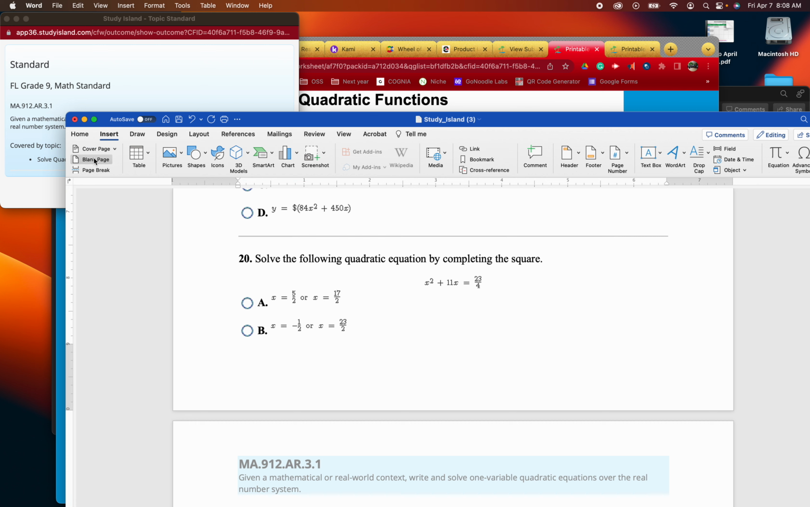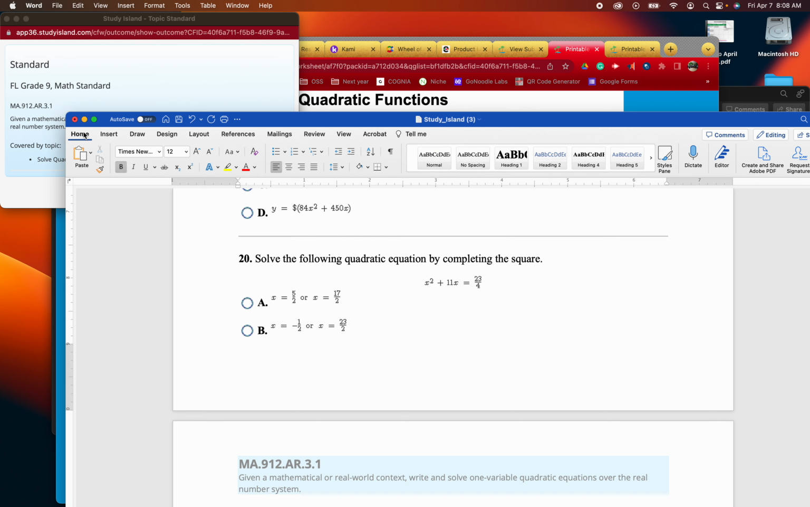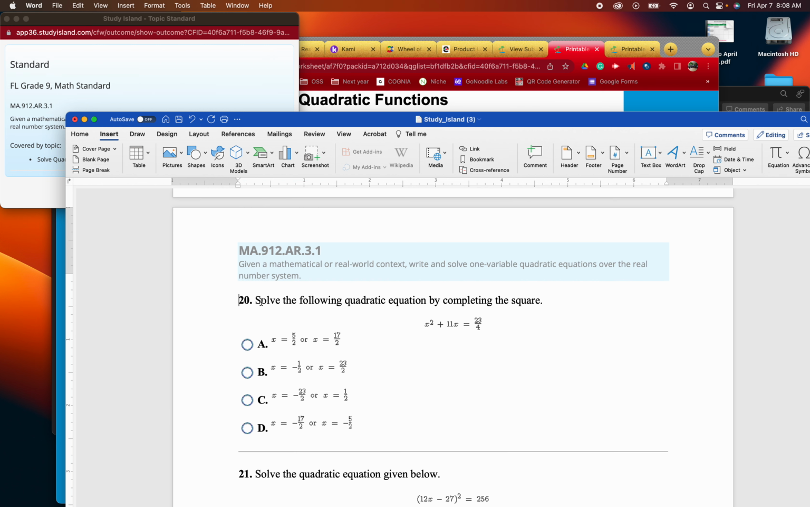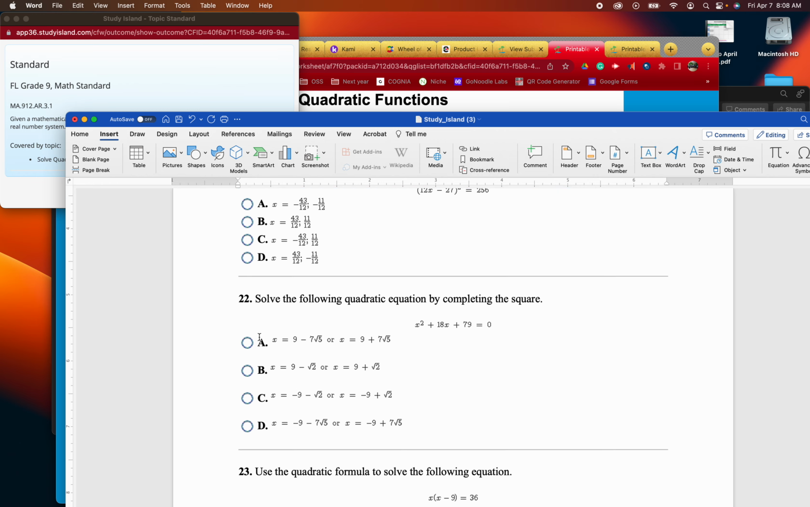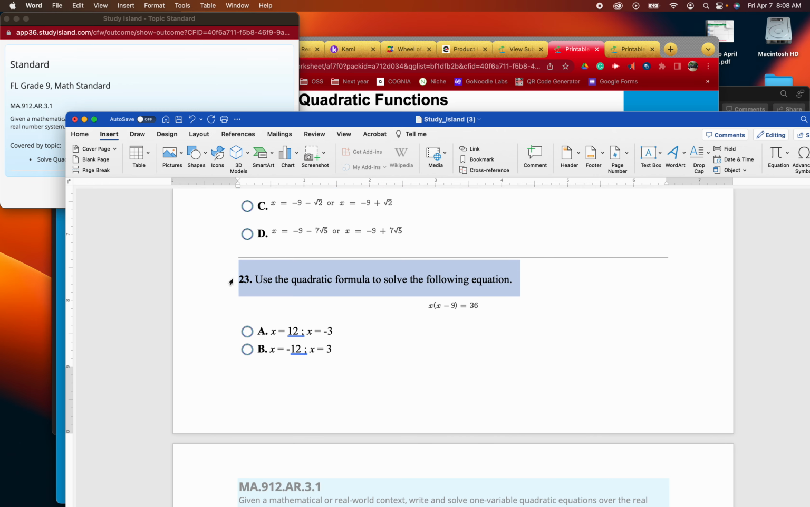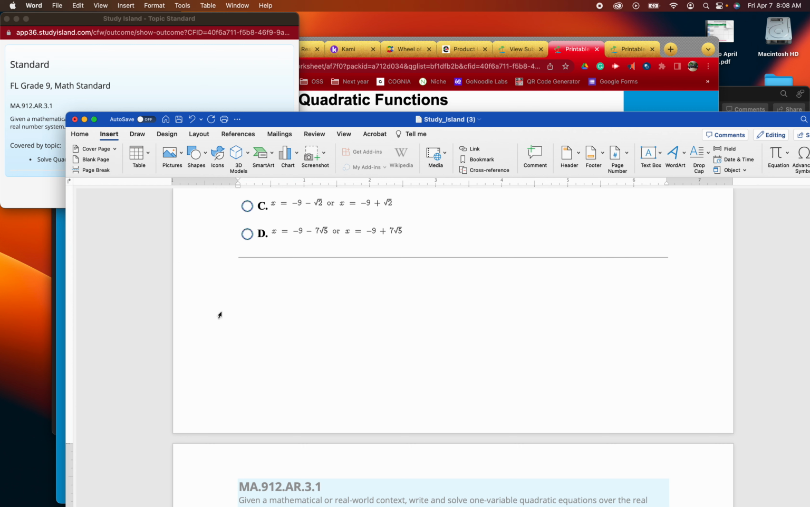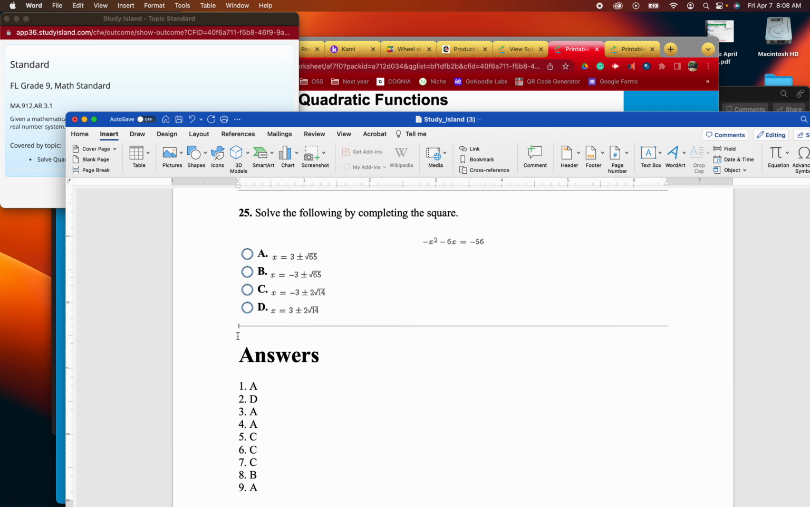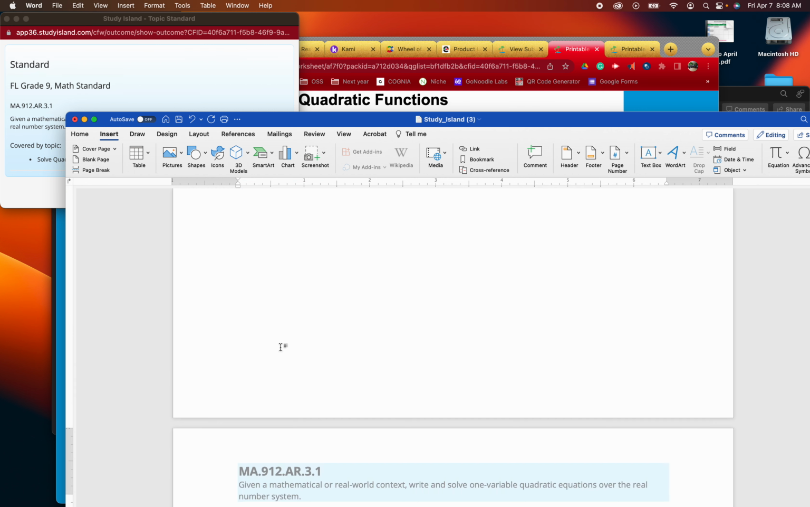So I'm going to click on number 20. If you're on the home button, I'm going to click the insert ribbon. I'm going to click page break, and it goes to that. So now 20 is on that page, 21 is on that page, 22, ooh, 23, look at there. Page break, 23, 24, 25. Ooh, I want this on the same page. I'm going to put answers on the one page.